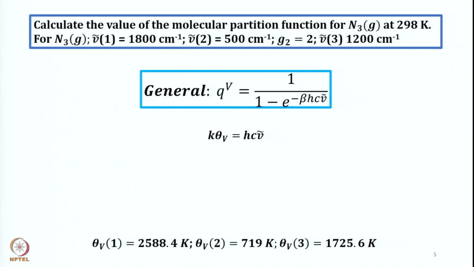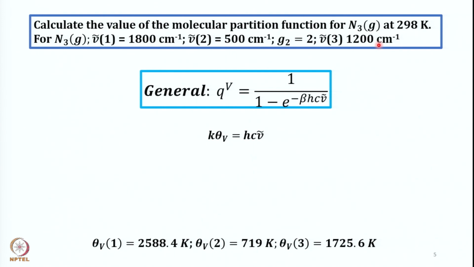All right. Now, let us look at another application. The question is, calculate the value of the molecular partition function for N3, and the temperature is 25 degrees centigrade. For N3, the wave numbers are given. The first one is 1800 centimeter inverse, the second one is 500 centimeter inverse, but the second one is doubly degenerate. The third one is 1200 centimeter inverse, right.